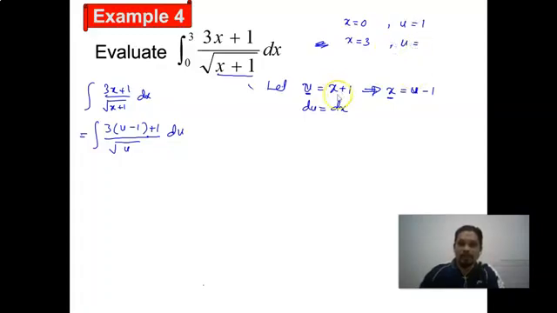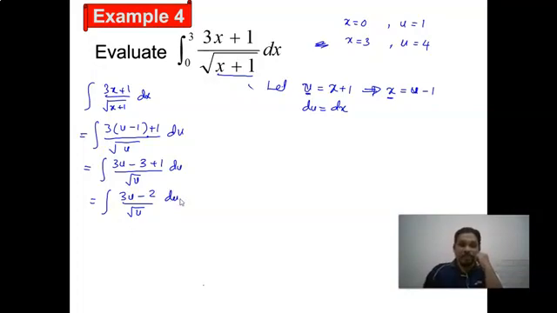Okay, and then here, when x equals 3, 3 plus 1 equals 4. So integrate this: 3 times u, 3u minus 3 times 1, equals 3 plus 1 divided by square root of u du. So then 3u, negative 3 plus 1, minus 2 divided by square root of u du. Okay. So actually in this question we use the substitution method.